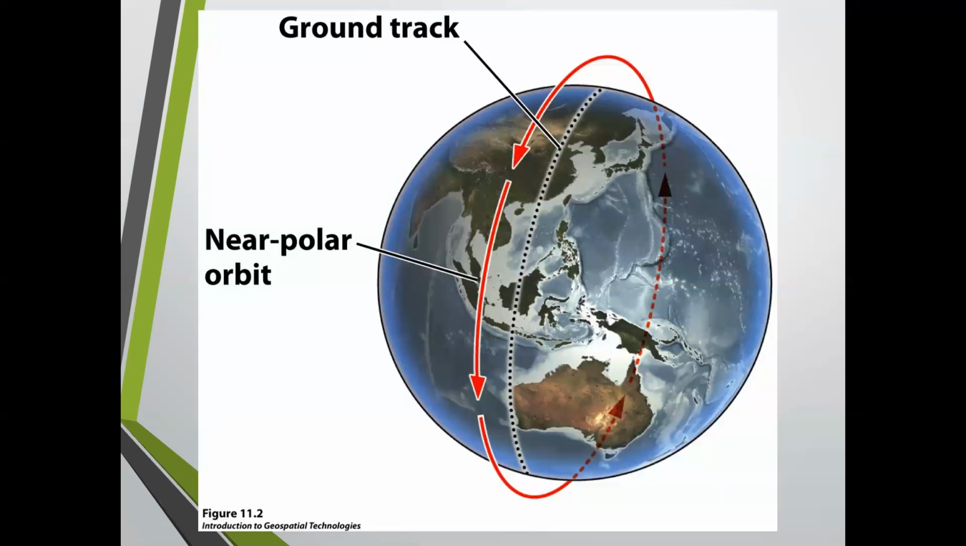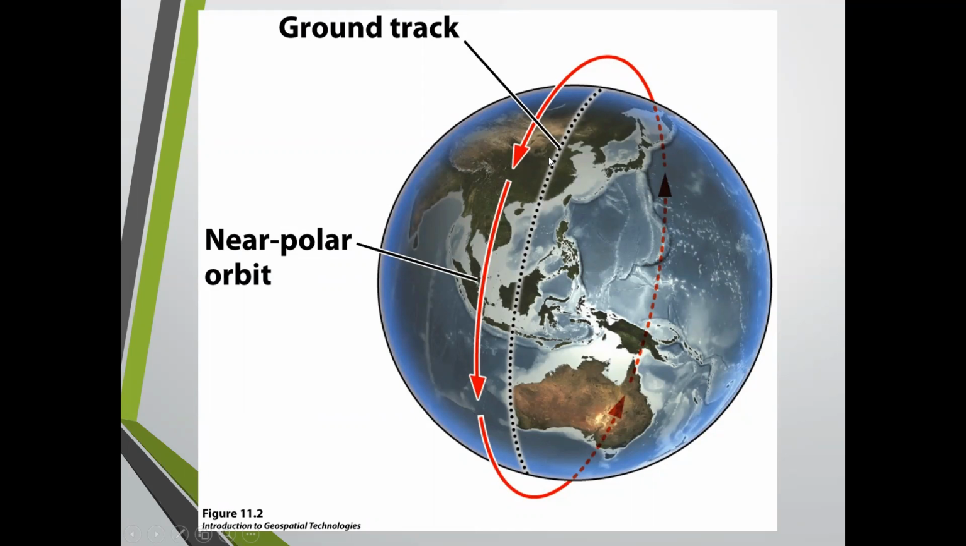So this is a good example of what we're talking about in that near polar orbit. And you can see the red sequence of arrows. That would be the actual satellite itself. And the dotted line is your ground track. So that's what it's seeing. And the width of that is going to be fixed by the sensor. We'll talk about that a little bit. So it's not going to be hugely broad.